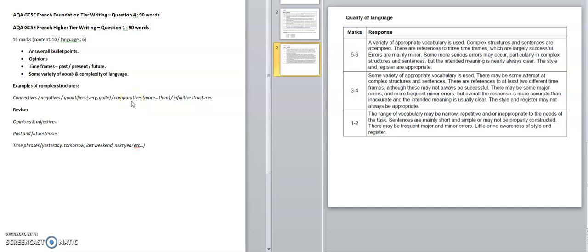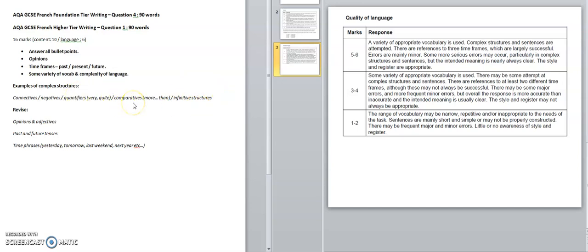And comparatives as well, saying something is more fun than something else, more interesting than something else, with plus, que, that's a complex structure, but something that we may have seen in year 7. And any structure where we need an infinitive, so the ER, IR, or RE form of the verb, so things like I want, you can, I would like, any of those, je voudrais, je veux, on peut, anything where you need an infinitive afterwards, even j'aime, I like, j'aime jouer, I like to play. That's technically an infinitive structure and therefore an example of complex language.